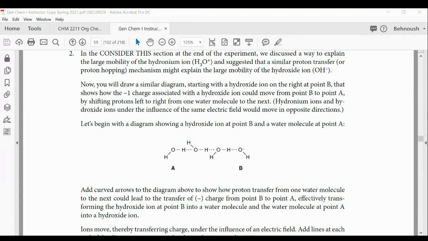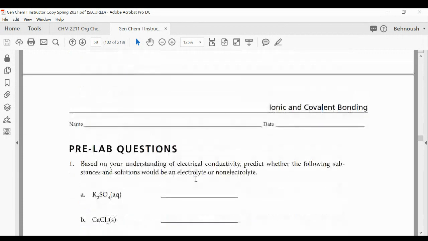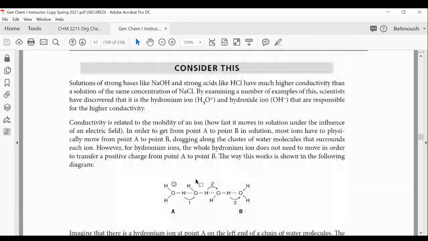The example in the book, in the theory of the experiment, explains and draws the arrows from the hydronium ion side, right? From the H3O plus side, because the hydronium ion has an extra hydrogen and a plus charge, so it is an acid, so it can donate a proton. So the arrow is coming from H3O plus.